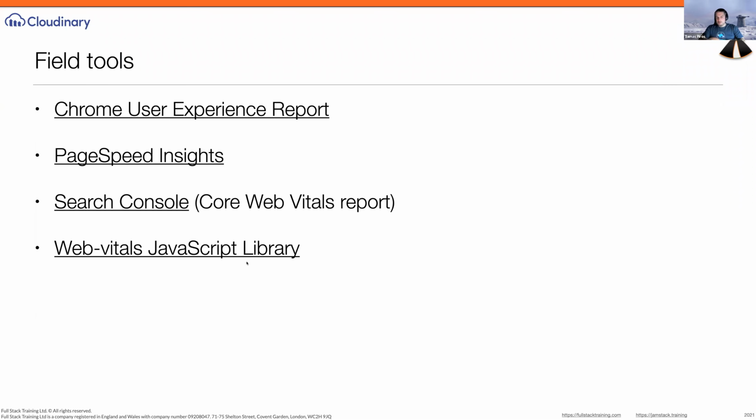So these three tools are sort of pre-made tools. You log in, you're at your site, you run the reports, you have a dashboard and everything is done. Whereas the Web Vitals JavaScript library allows you to programmatically add measurements to your application, then collect your own data and your own metrics.